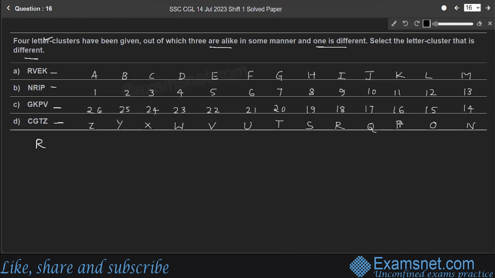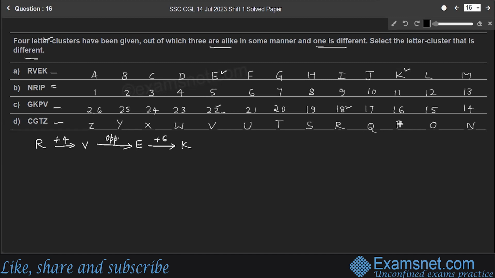According to the positional values of the letters, R, V, E, K are related as follows. The positional value of R is 18, V is 22, so we can write R plus 4 as V. Look at V and E: V is the opposite letter of E. Whereas E and K are related as, positional value of E is 5, K is 11, therefore E plus 6 is K.